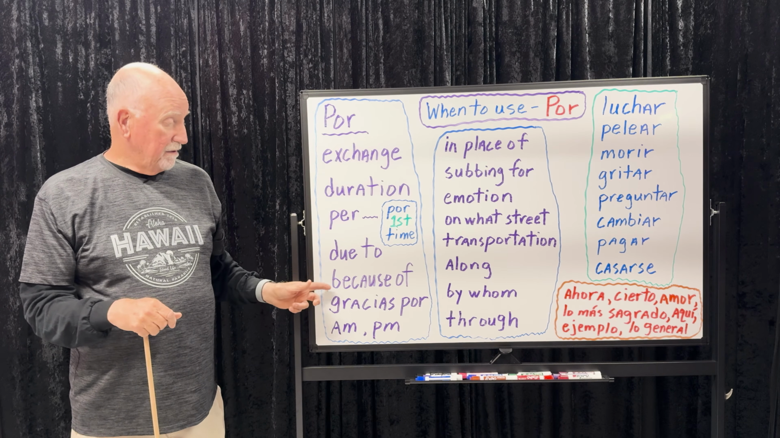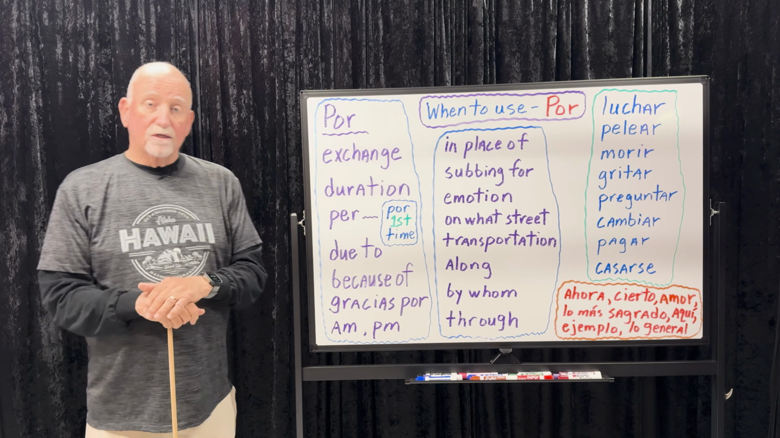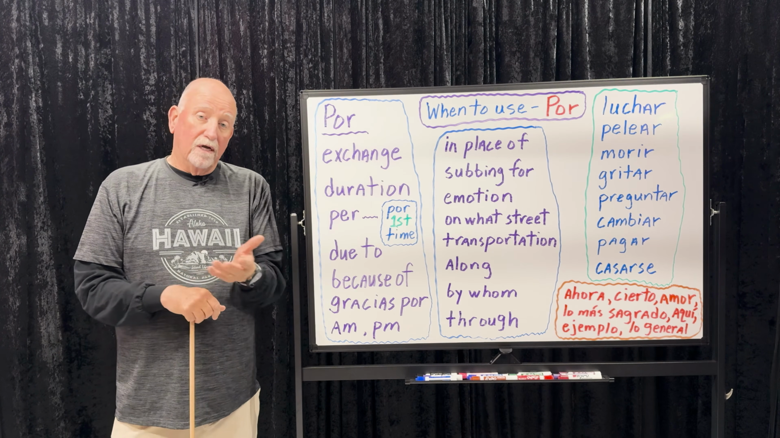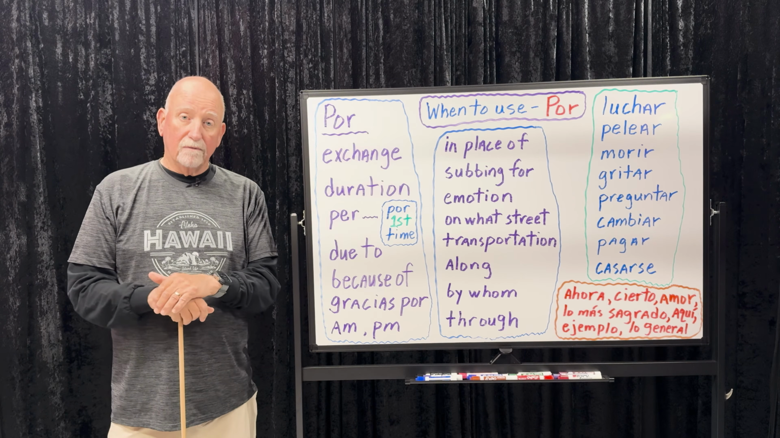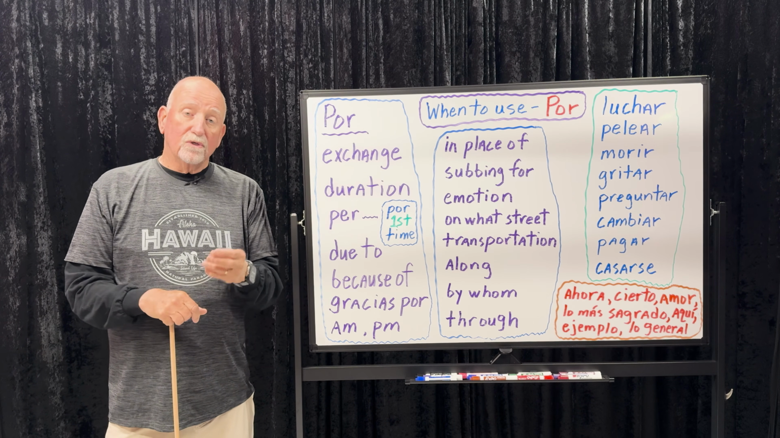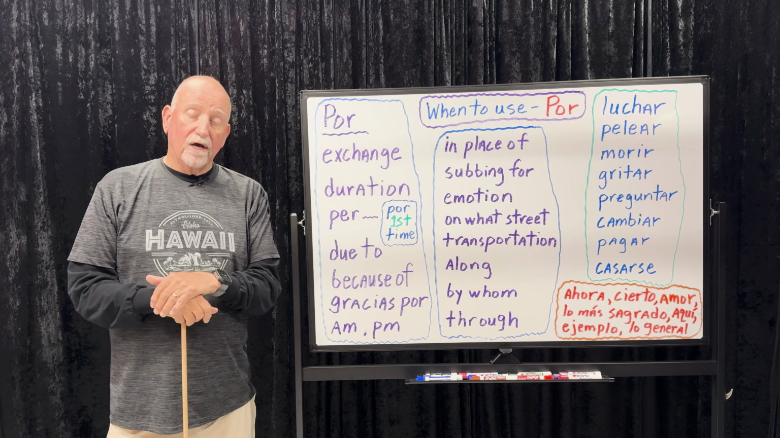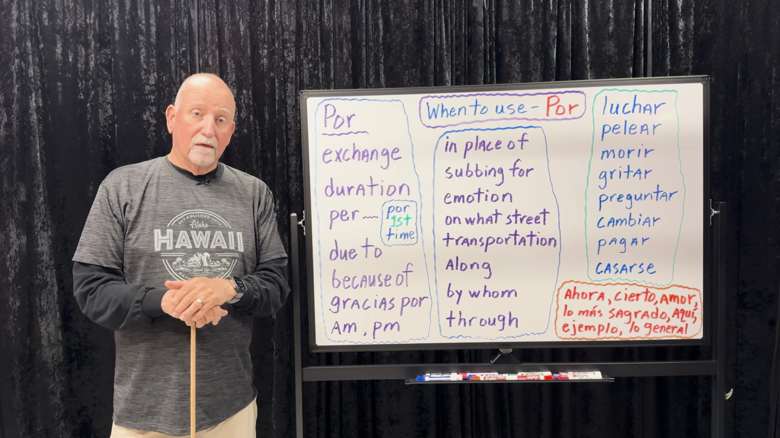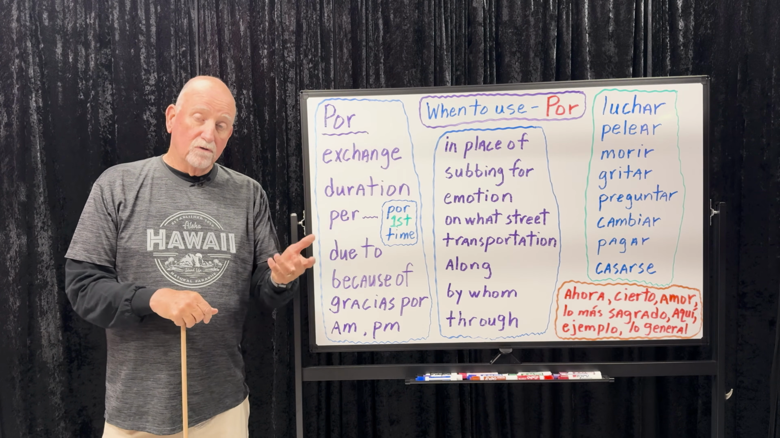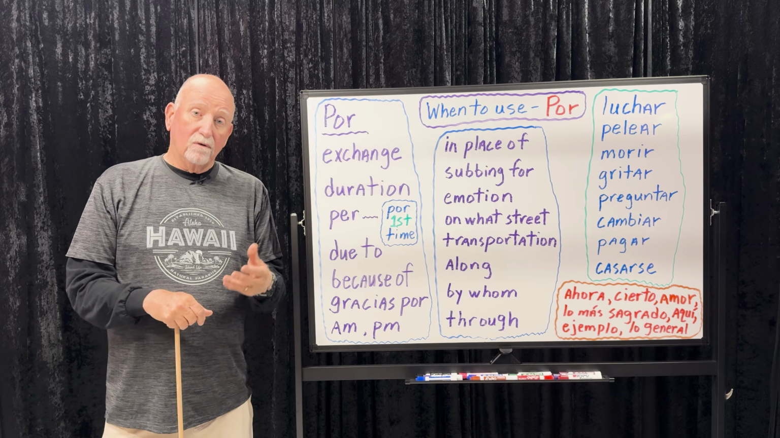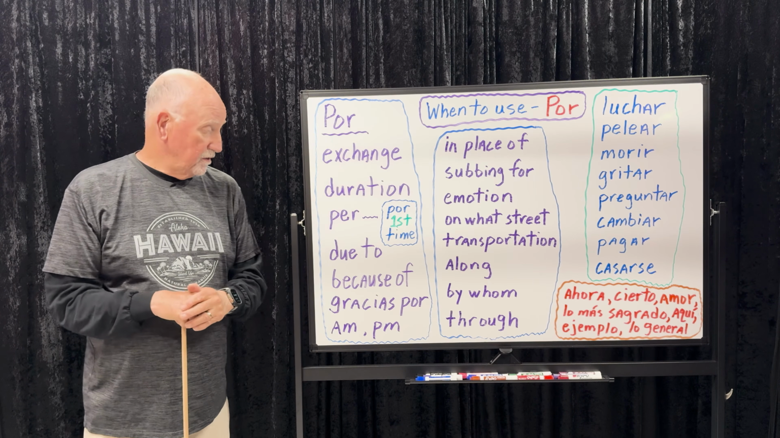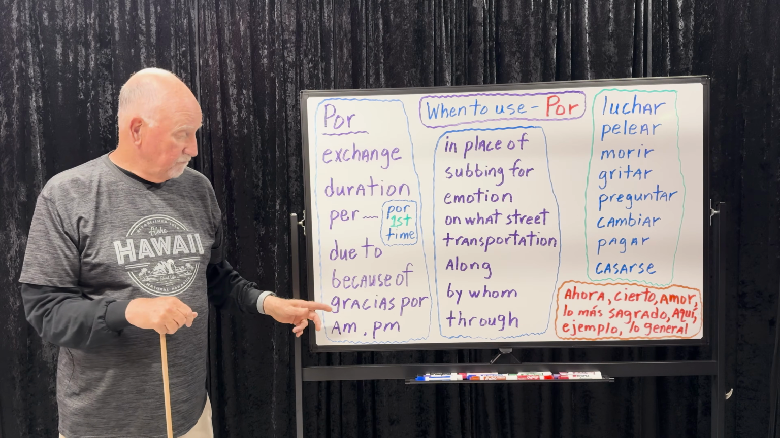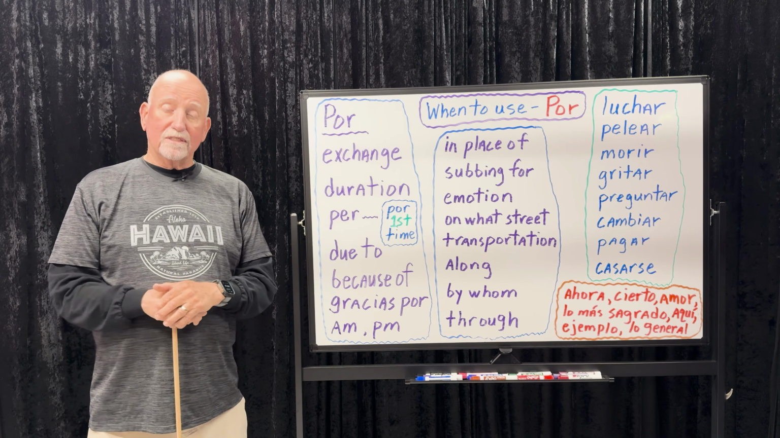Due to and because of, they're interchangeable. Due to the rain, we can't play. Por la lluvia, no podemos jugar. Due to lack of funds, they're not going to build the building. Por falta de fondos, dinero, no van a construir el edificio. Due to, because of.